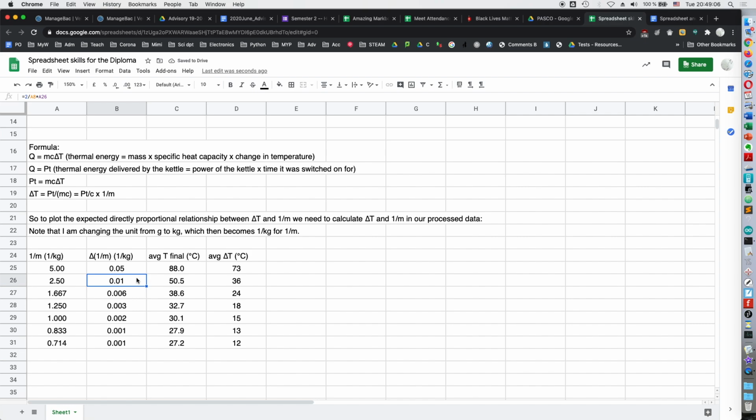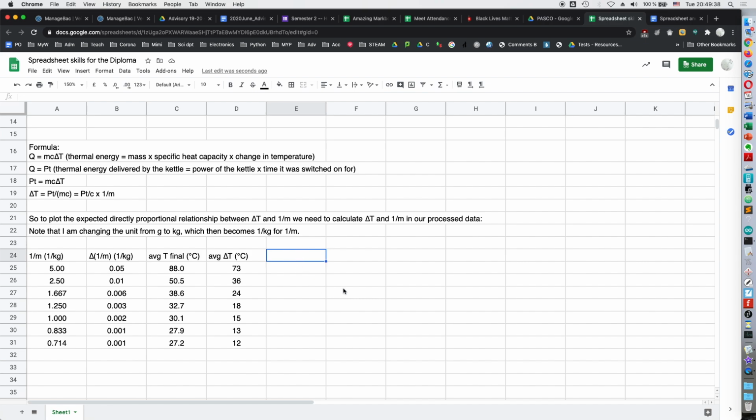Now, the tricky bit is the IB also requires you to have the same number of decimal places in your uncertainty and in your data. So here I'm fine. I have 2 decimal places here, and I have the same in my uncertainty in 1 over m. Here, now, I also am fine because I have 3 decimal places and 3 decimal places here. So all sorted as far as these first 2 columns are concerned.